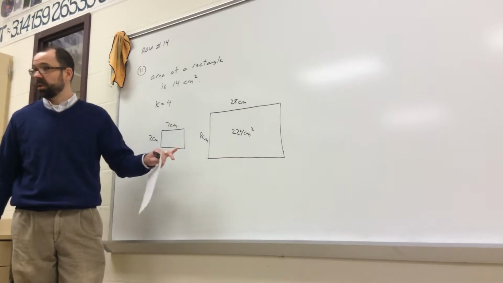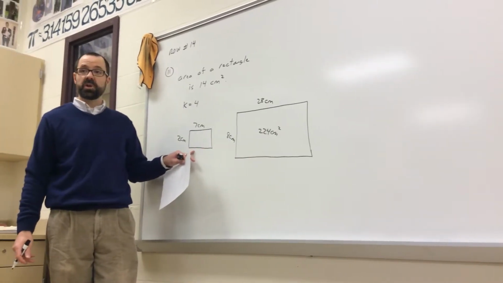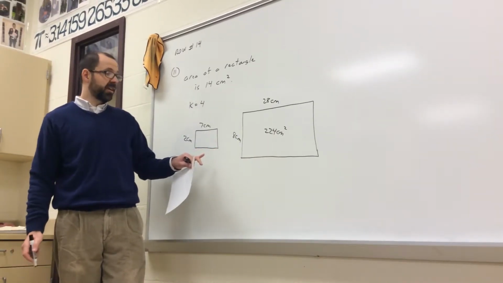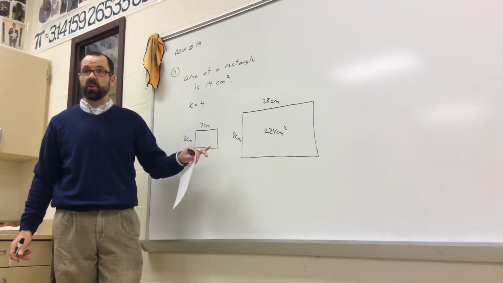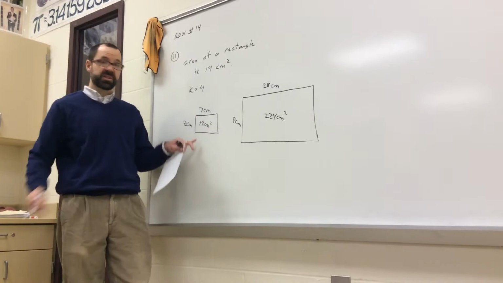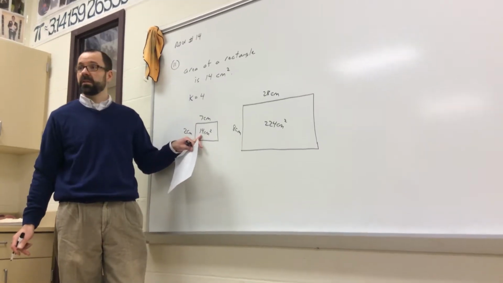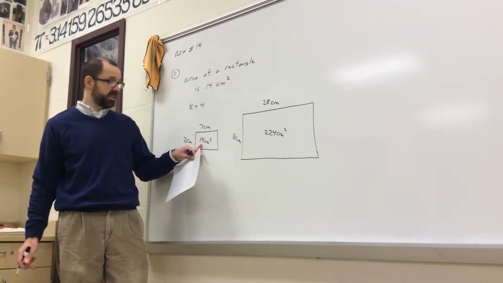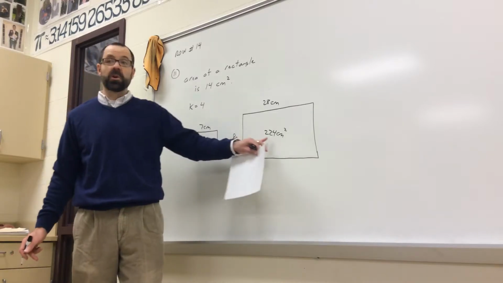Okay, so if you take all the sides and multiply them by 4, the area isn't going to be multiplied by 4. So this area was 14, and this area is a lot more than 4 times bigger.